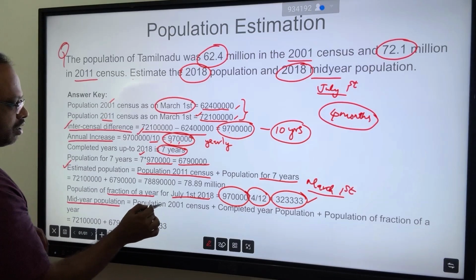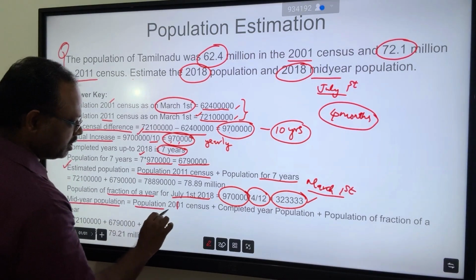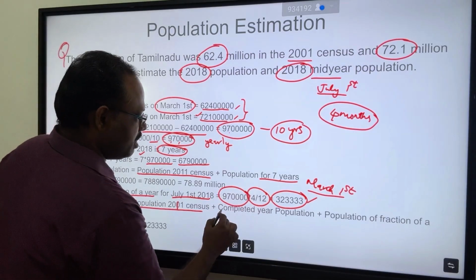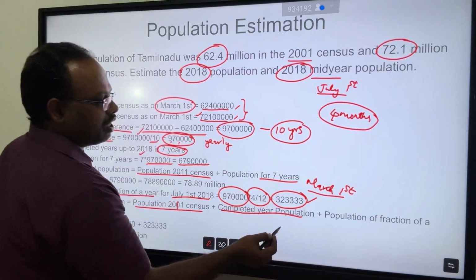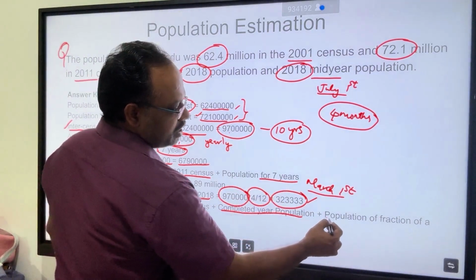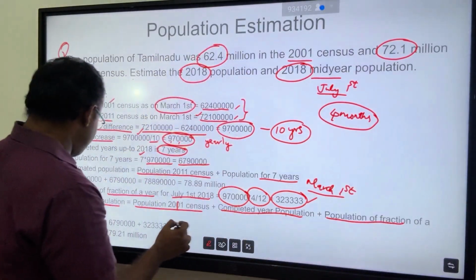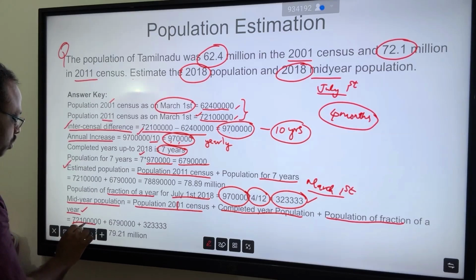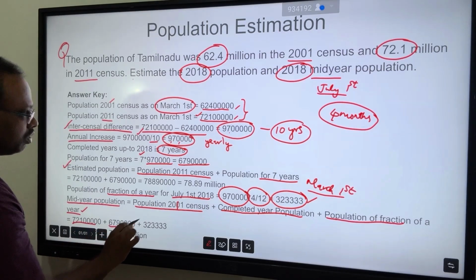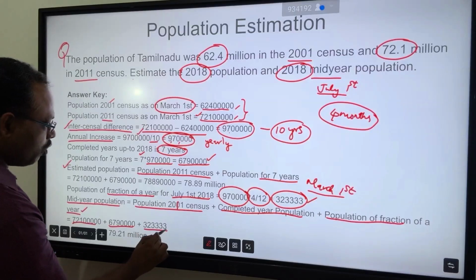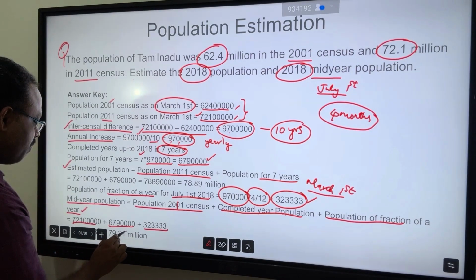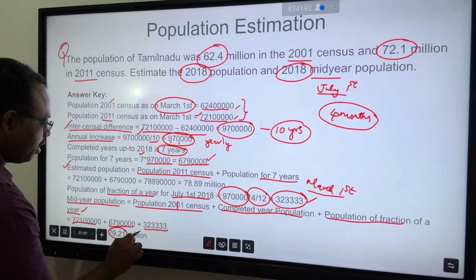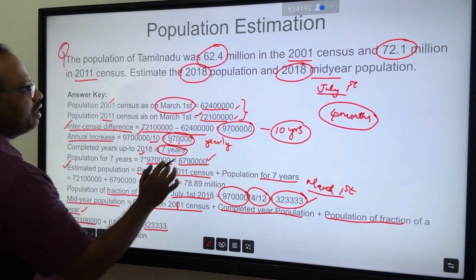So if we want to calculate the mid-year population, that is the July 1st, 2018 population, we need to substitute the 2011 census population, and add the completed years' growth, that is the 7-year population growth which we calculated, and the 4 months calculation, that is the fraction growth of the population for that year. So totally this is 7.21 crore from the 2011 census, plus the 7 years growth that we have calculated here, and the 4-month growth. Based on that, if we calculate, it will yield about 79.21 million, that is 7.92 crore in the year 2018.